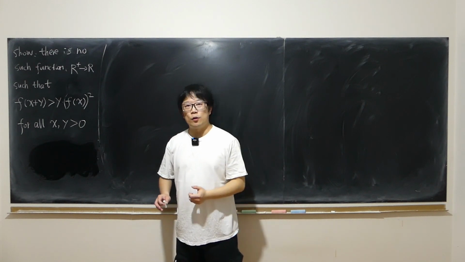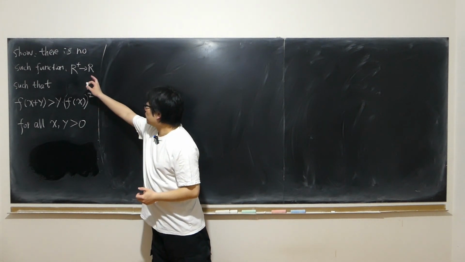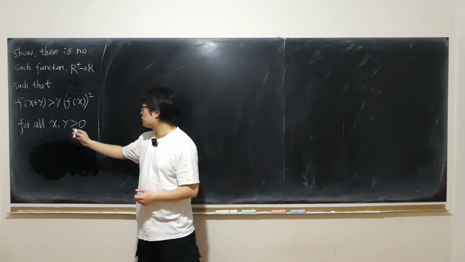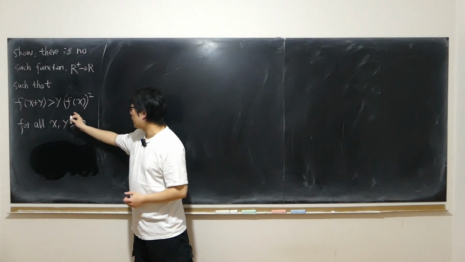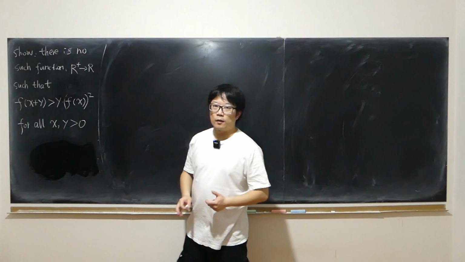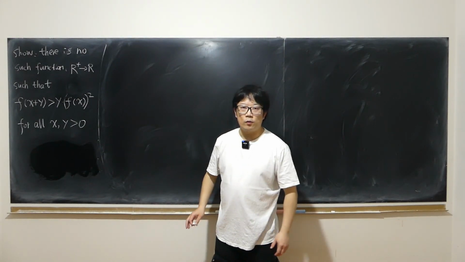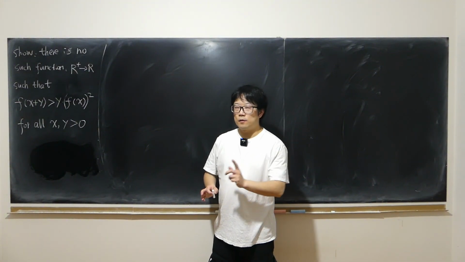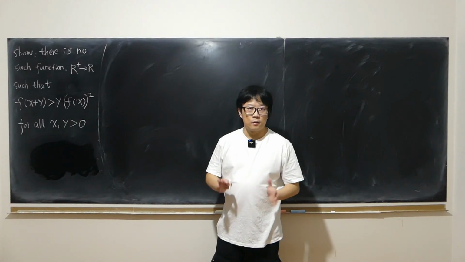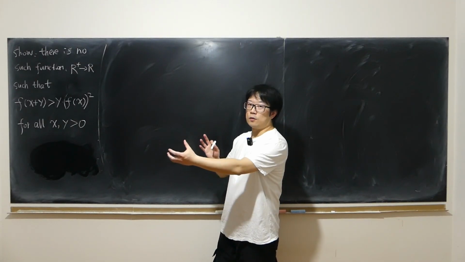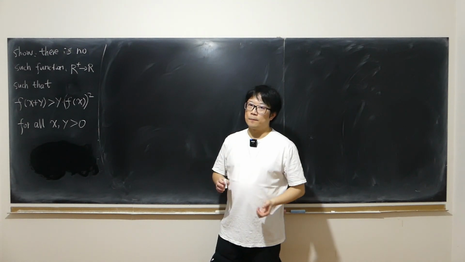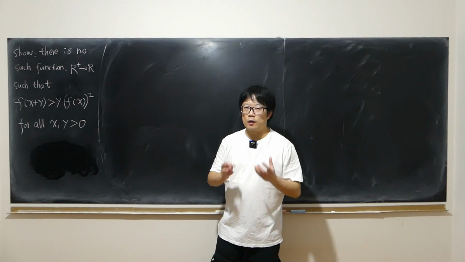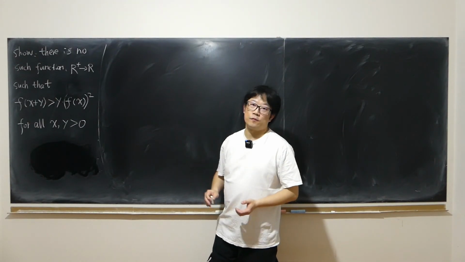We want to show that there's no such function f from positive numbers to real numbers such that f(x+y) is always greater than y times (f(x))^2 for all x, y greater than 0. Before I actually start solving this problem, the blueprint is that first I'd like to show that f(x) is bounded over some fixed interval from 0 to some fixed positive number. Then I'm going to show that f(x) is somehow unbounded, which leads to a contradiction. So I can prove there's no such function.